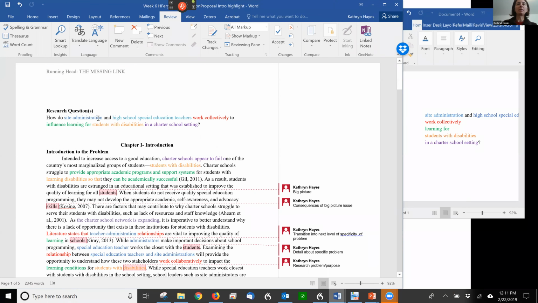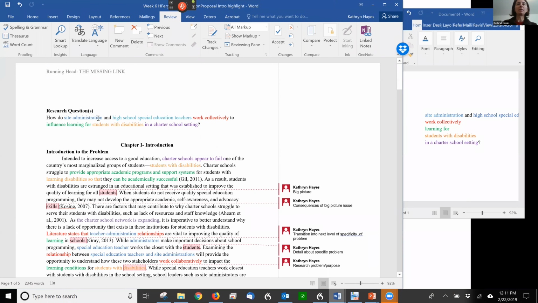We've got people, site administration and high school special education teachers. We've got what they're doing. They're working collectively to influence student learning. And then we've got the folks who are doing the learning, which is the students with disabilities, and we have the setting, a charter school setting. So all of those things are over here on the side, color-coded, so you can follow along.